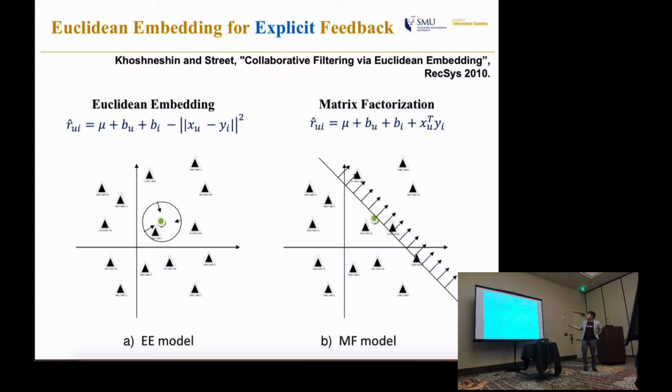In contrast, this is a Euclidean embedding formulation. The key difference here is this notion of distance. We express the user's preference for an item in terms of the Euclidean distance between the two. In fact, here we use the squared Euclidean distance. By the way, this is a paper in RecSys 2010. This squared distance implies that the smaller the distance, the higher the rating between the user and the item.